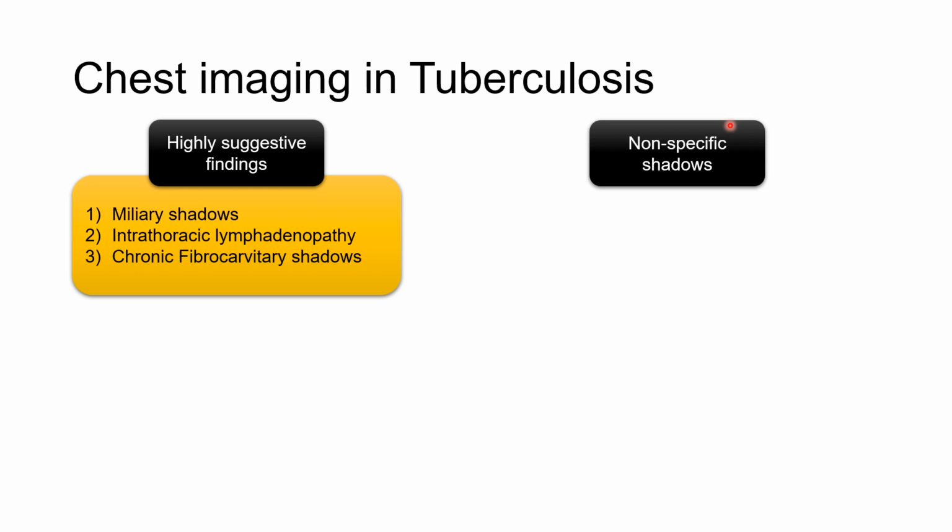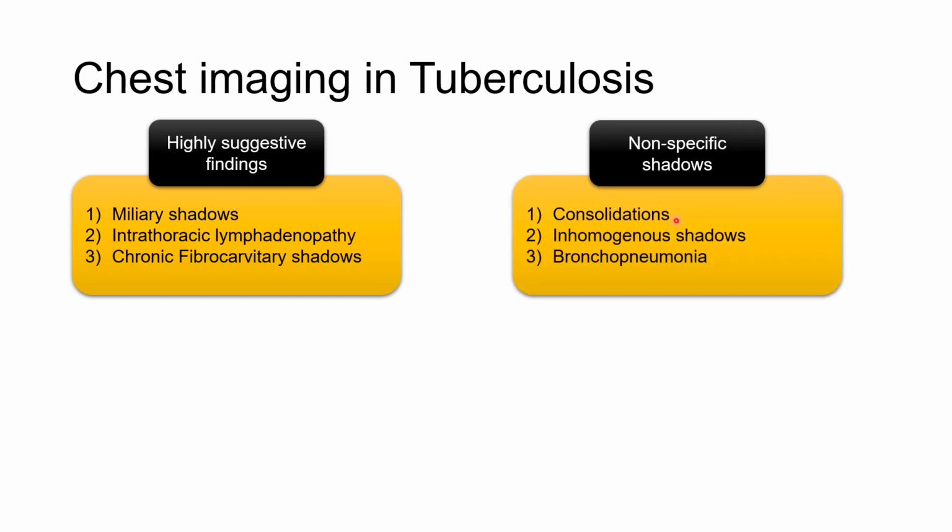That means this chest x-ray is not normal but not specific for tuberculosis. That means it may be present in other cases also. These are consolidations, inhomogeneous shadows and bronchopneumonia. These are often confused with tuberculosis, but these are not highly suggestive of tuberculosis.